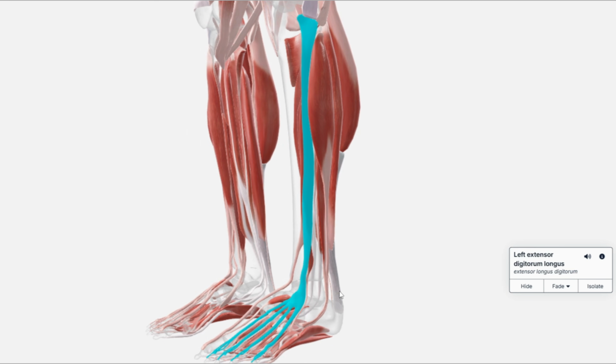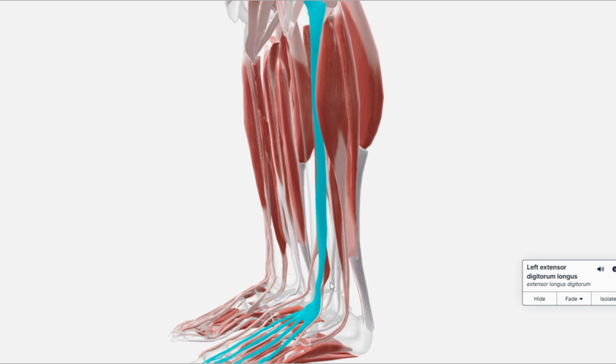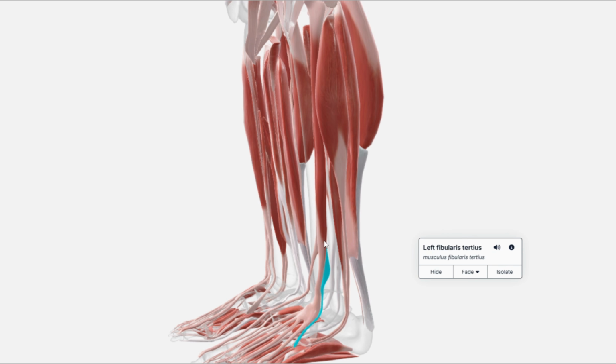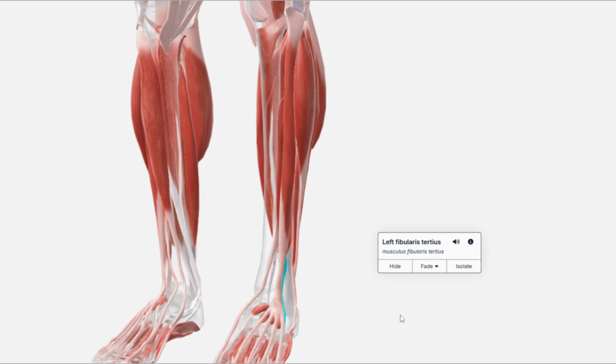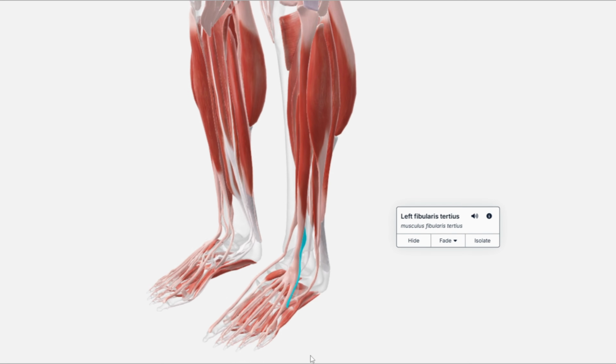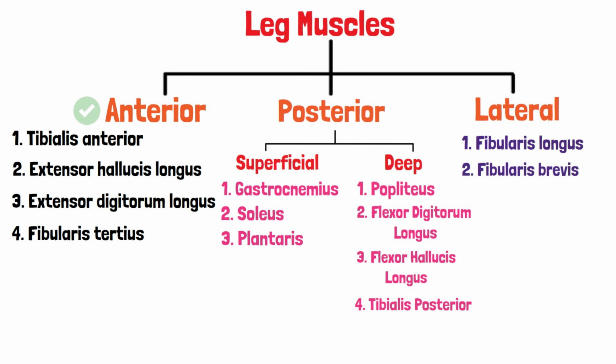So this muscle is the extensor digitorum longus, and lateral to it, this small muscle originating is the fibularis tertius. As you can see, it travels down the fifth metatarsal and gets inserted there. With this, we have completed the anterior compartment of the leg and move on to the next compartment, which is the posterior compartment. As we discussed earlier, posterior compartment is further divided into superficial and deep group.